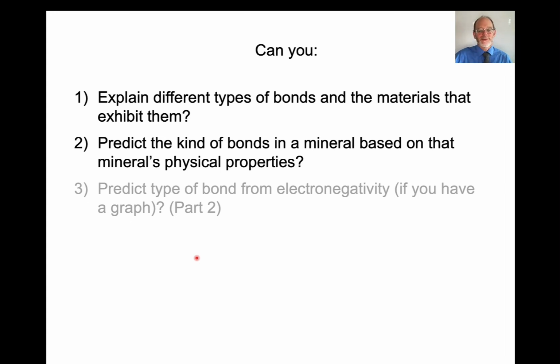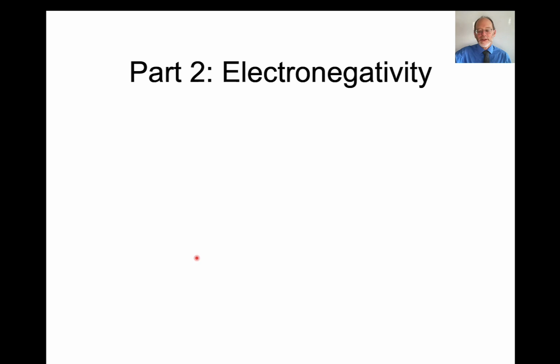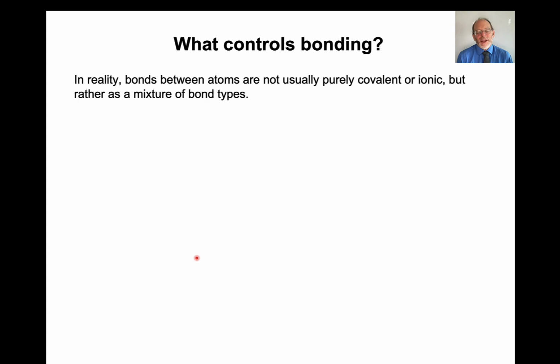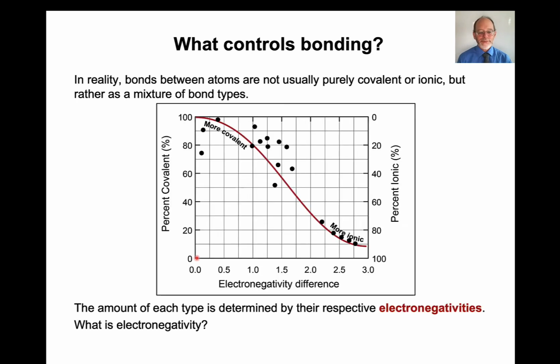physical properties. Now, the last part of this lecture, I want to talk about electronegativity. So I've been talking about these bonds as covalent or ionic, but usually they are a mixture of bond types, at least if the two atoms are different. So the degree to which each type is covalent versus ionic is described in terms of a concept we refer to as electronegativity. So this is a little graph that shows different materials on here with a curve running through it. And this shows the percent covalent depending on what's called the electronegativity difference.